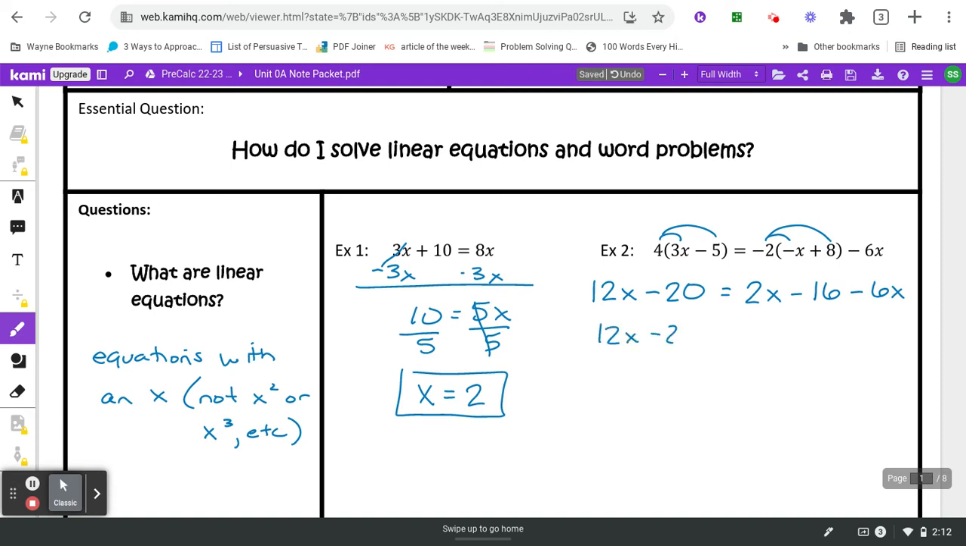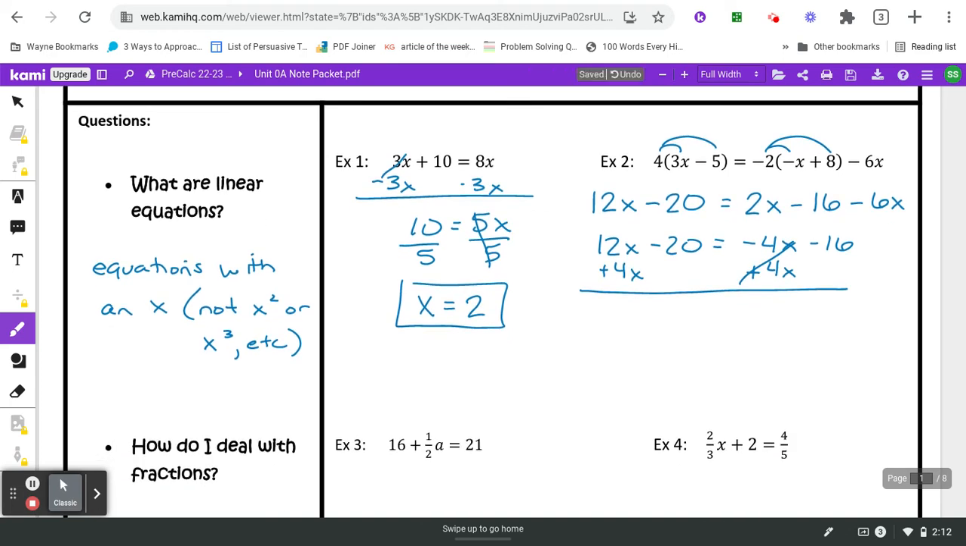So I'm going to leave the left-hand side alone, and I'm going to put the 2x together with the negative 6x. That makes negative 4x. Then I'll combine my terms on opposite sides of each other by doing the opposite. So the opposite of negative 4x, positive 4x, or add 4x. Then add 20. And finally, divide by 16.